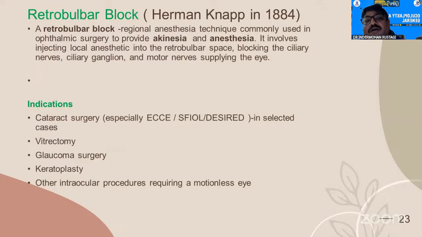Then comes the retrobulbar block. It was given by Herman Knapp in 1884. It is basically regional anesthesia, commonly used since long ago, and it provides good akinesia and anesthesia. Here we inject the local anesthetic into the retrobulbar space, where we block the ciliary nerves, ciliary ganglion, and the motor nerves. So these are the indications. Before the new modifications of the block came, almost all surgeries were done under this retrobulbar block. Especially ECCEs were done, and these days also scleral fixated IOL, or where the surgeon desires good anesthesia. Vitrectomy, of course, retinal surgeries, glaucoma surgeries, keratoplasty, or where we want a motionless eye.